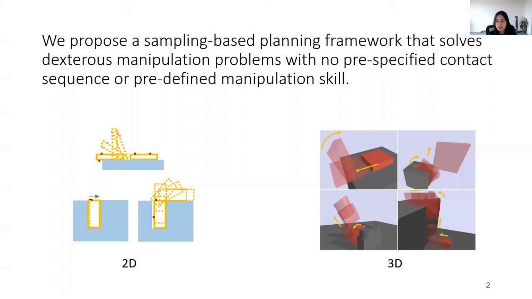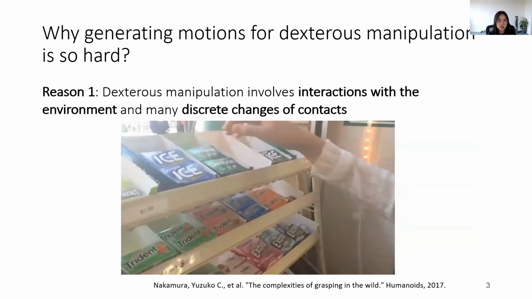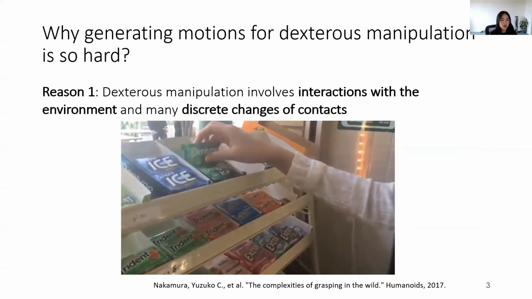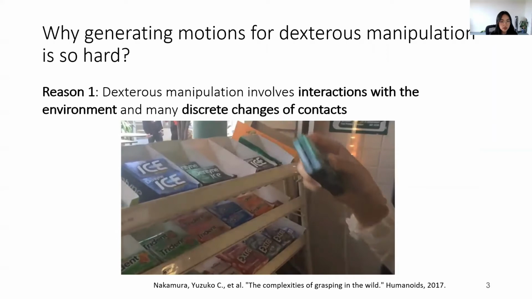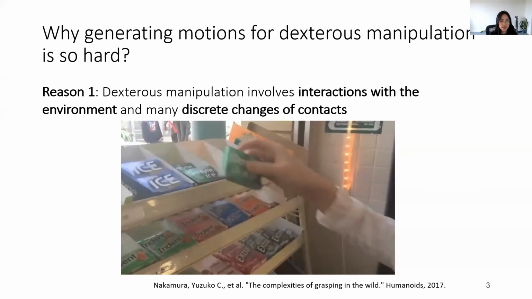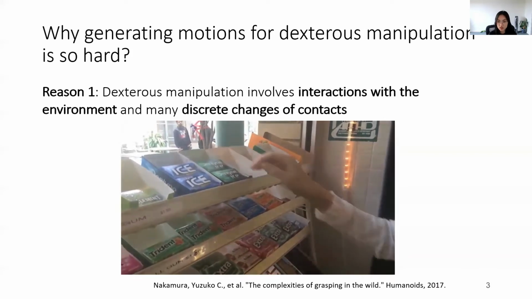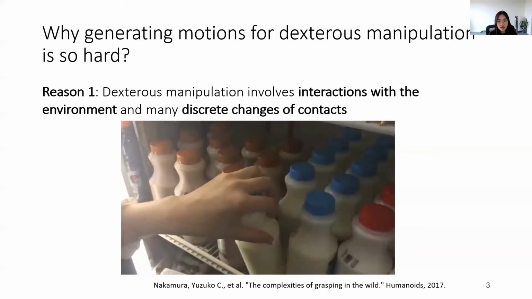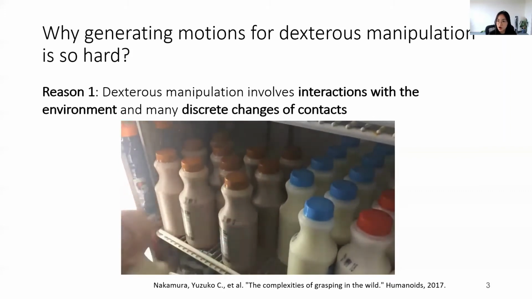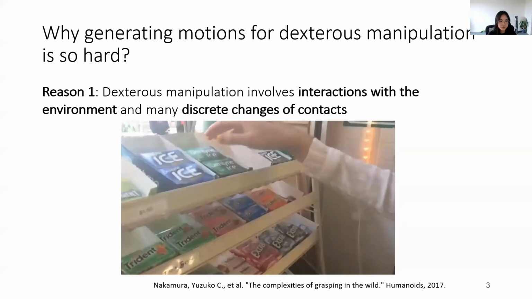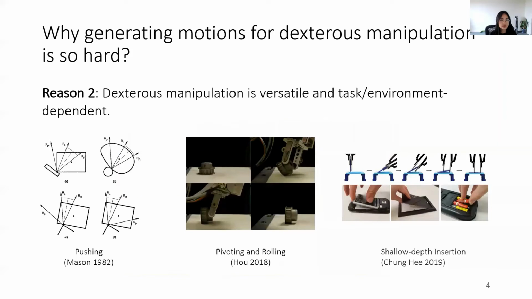To start, let's look at some example of dexterous manipulation and why generating motions for it is really hard. So here is a video of human dexterous grasping in a convenience store. We can see that it involves interactions with the environment and many discrete changes of contact. So it's really hard to formalize such interactions and even harder to plan for contacts. And we can also see that dexterous manipulation is really versatile and task and environment dependent.